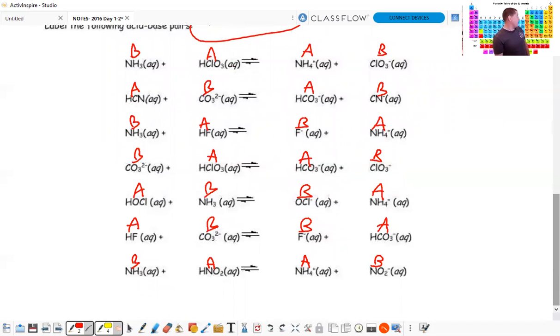All right, so acid-base pairs, that's what they refer to these as. Sometimes a conjugate acid-base pair, referred to that way as well, and sometimes an acid and conjugate base pair. But acid-base pairs is good enough.